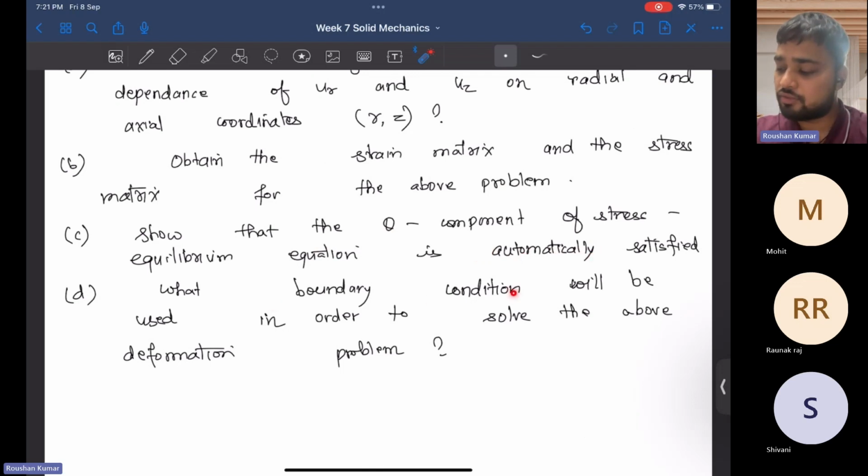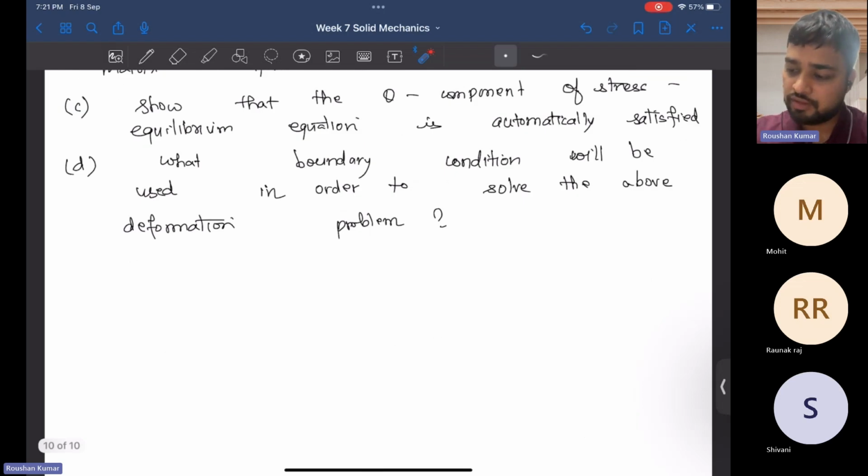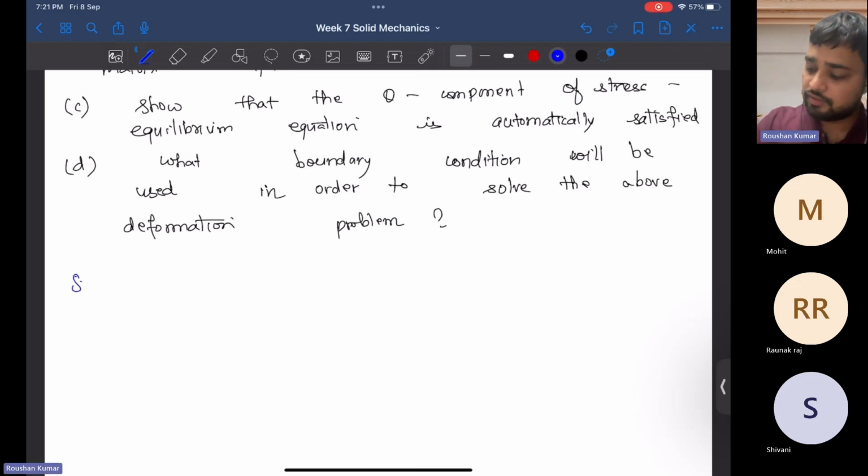And the fourth part of the question is, what boundary conditions will be used in order to solve the above deformation problem? So let's begin with the solution of this problem. This is a very good question, by the way. First of all, I will draw the figure for this question because it's an important question through which you can understand the radial, that is the cylindrical coordinate system, in a better way. So, solution part.